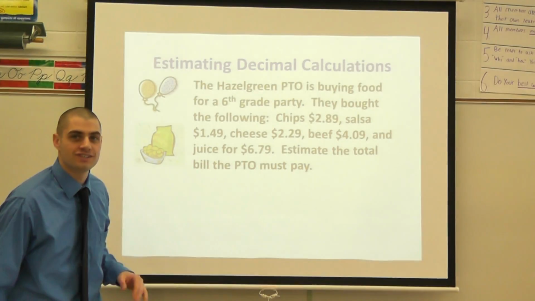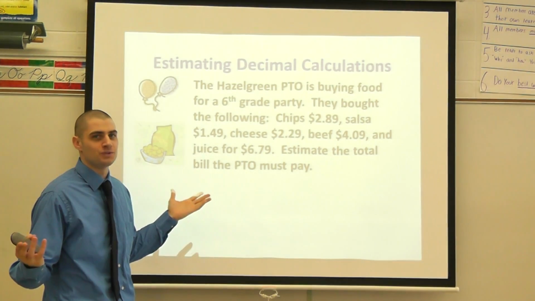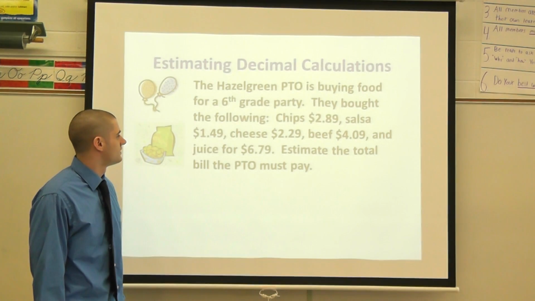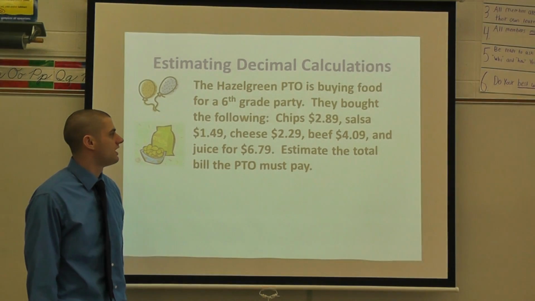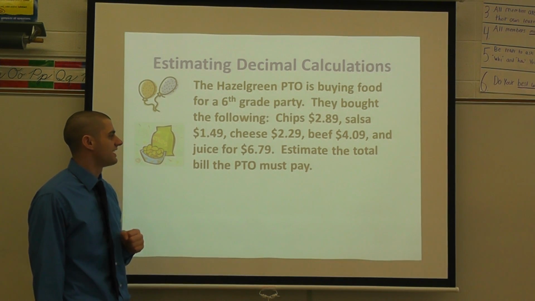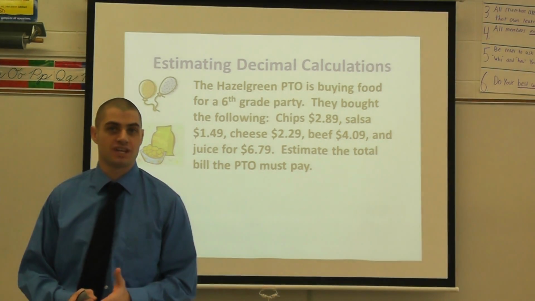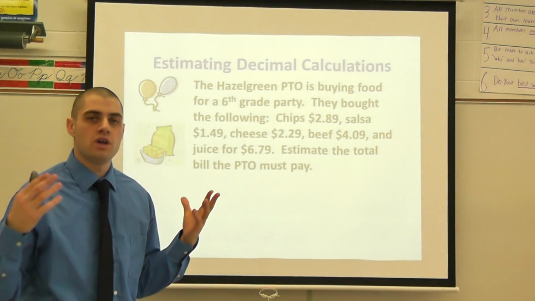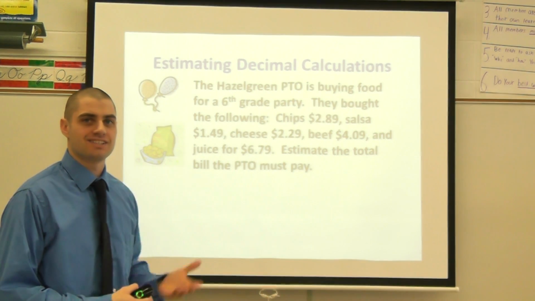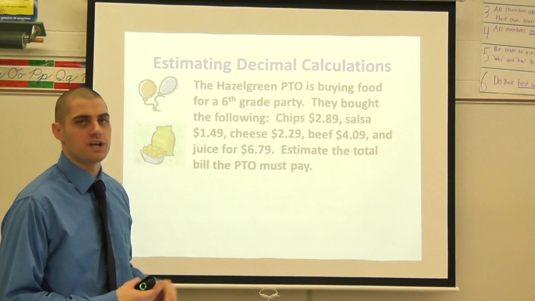All right, in our first example up here, it says the Hazel Green PTO is buying food for a 6th grade party. I mean, you guessed it already, you know food was coming up. They bought the following items: chips for $2.89, salsa for $1.49, cheese for $2.29, beef for $4.09, and juice for $6.79. Estimate the total bill the PTO must pay. Now, we're working with decimals again. I don't necessarily need to find the exact answer for the cost of these items. Again, we're saying that tax is included, so don't worry about sales tax or county tax as you're going to pay for these. But these are the total prices I'm going to pay.